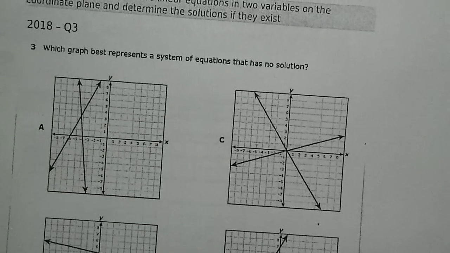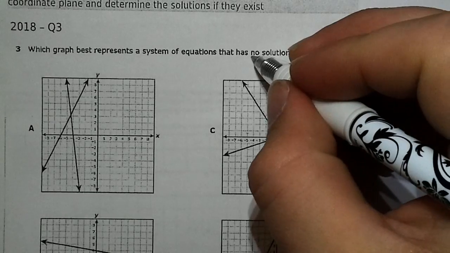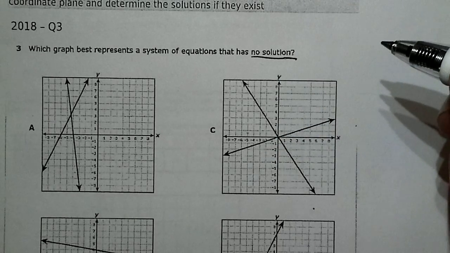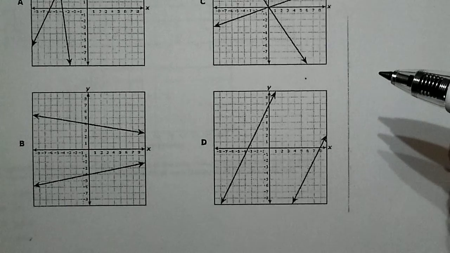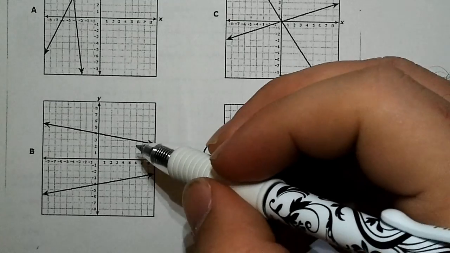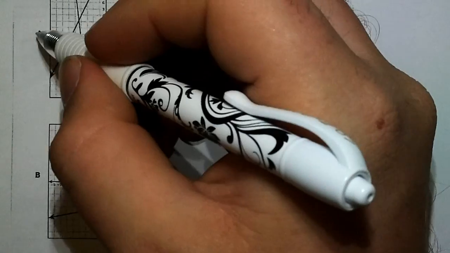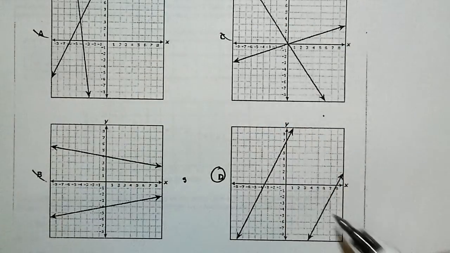Alright, next one says, which graph represents a system of equations that has no solution? Keyword, no solution. Means they're never going to cross. The only time they're never going to cross is with parallel lines. These ones will eventually cross somewhere over here. These already crossed. So it is D.